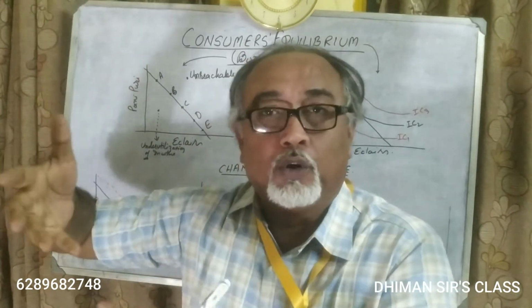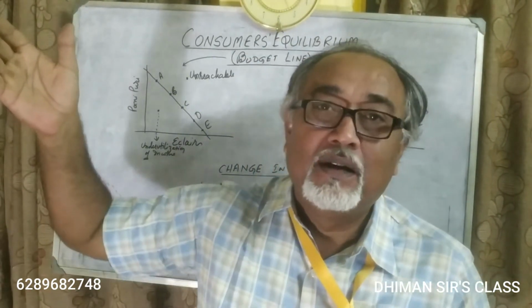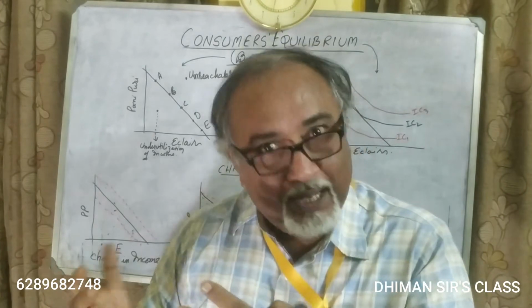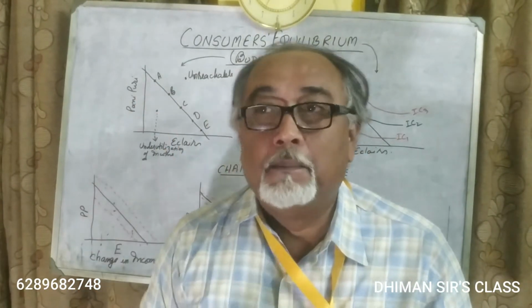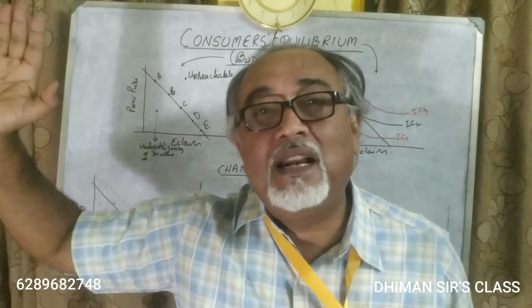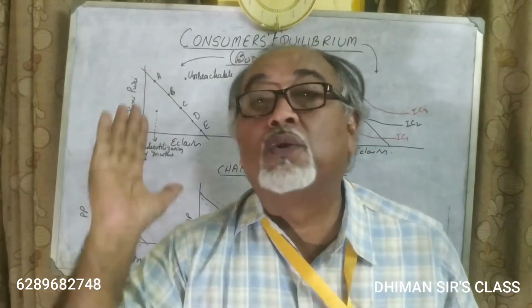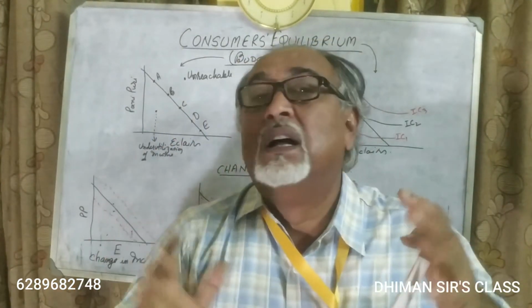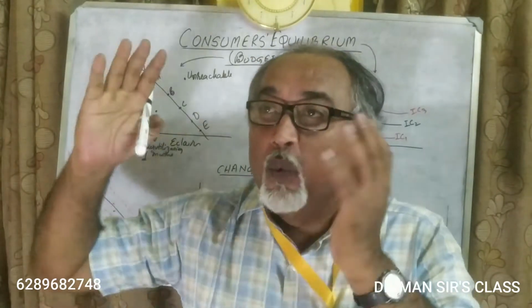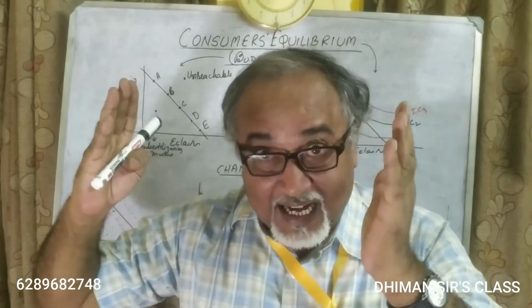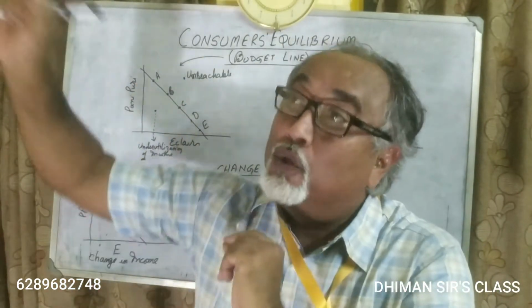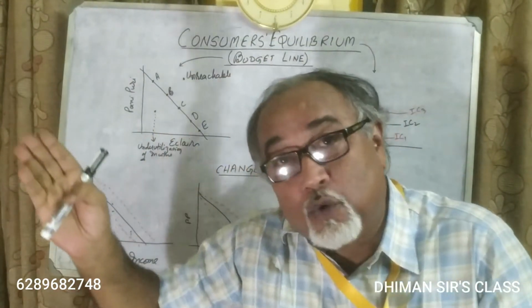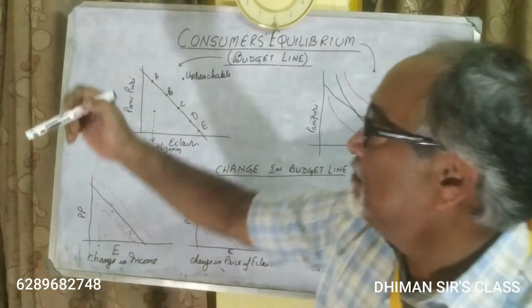If I am consuming both, definitely I will have some combinations: how much of A and how much of B. That too within my limit, because I cannot increase my income or underutilize my income. That is not in my hand. So whatever I earn, it is assumed that I am spending it fully on those two items. The line formed by combining those combinations is called a budget line.